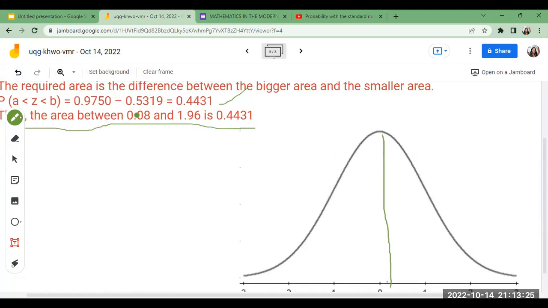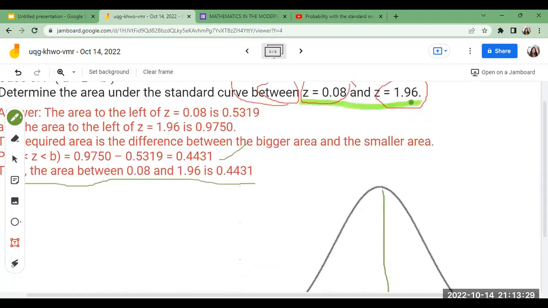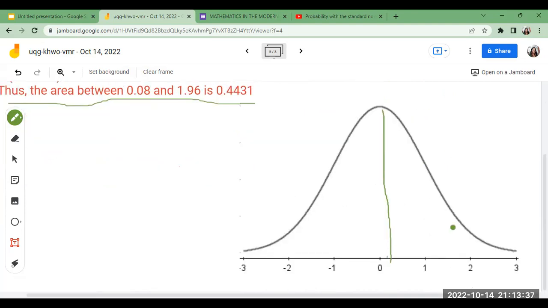And then, 1.96. That's between 1 and 2. Nasa pagitan siya ni 1 and 2. And medyo malapit siya kay 2 kasi 0.04 na lang. That is equal to 2 na. So, let's say it's here.